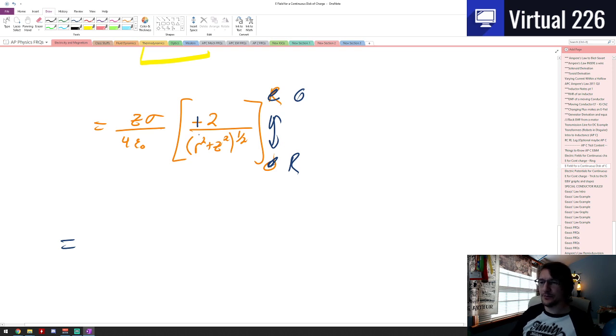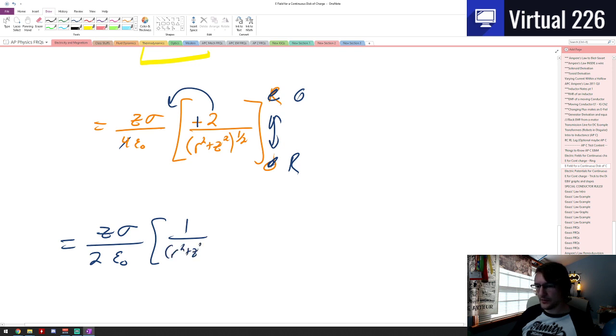And in doing so, this 2 is a constant, so I'm going to pull it out. So I'm going to have z sigma, and then the 2 over 4 is going to become a 2 epsilon naught. So the 2 was here, 2 and 4. And then this is going to be multiplied by 1 over the square root of r squared plus z squared, ranging from 0 to r.